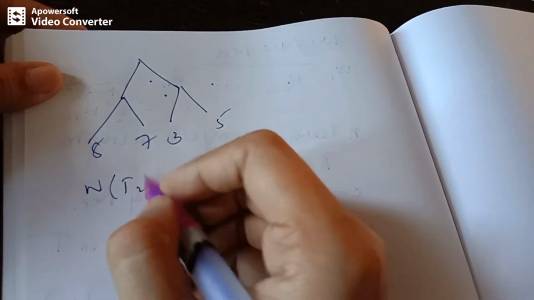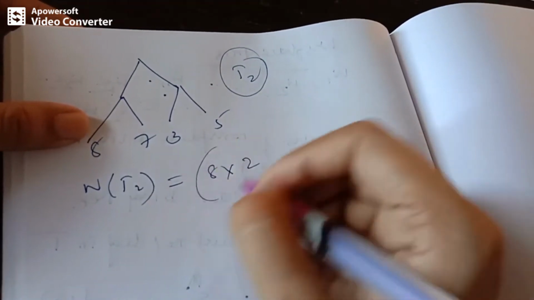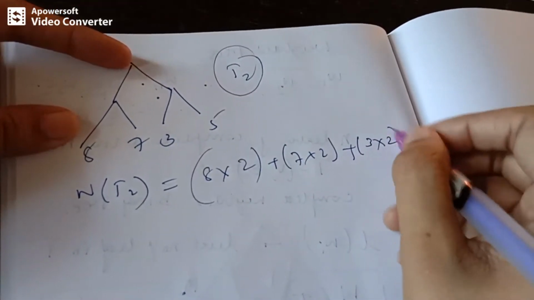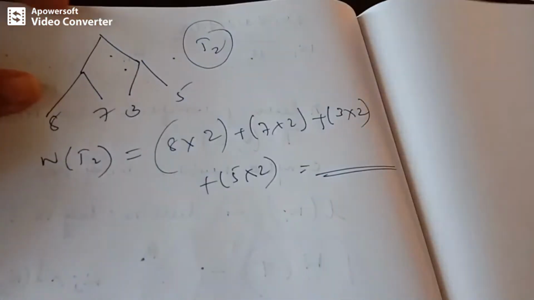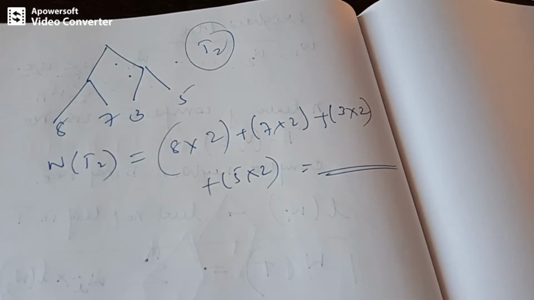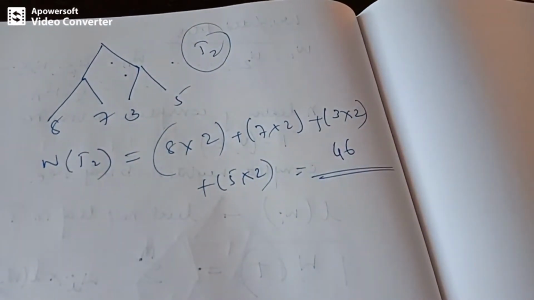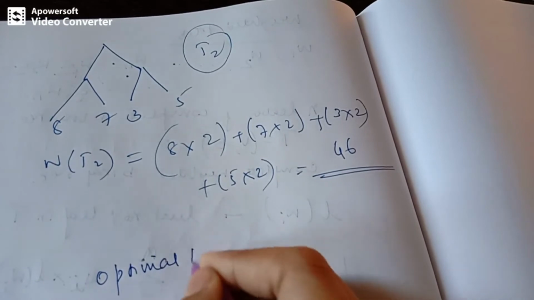So when we calculate the weight of this tree T2, it will be 8 into 2 plus 7 into 2 plus 3 into 2, all are at level 2 itself, plus 5 into 2. So this is the weight of the tree. So when we calculate, we get it as 46. Okay, next we'll move to the concept of optimal tree.